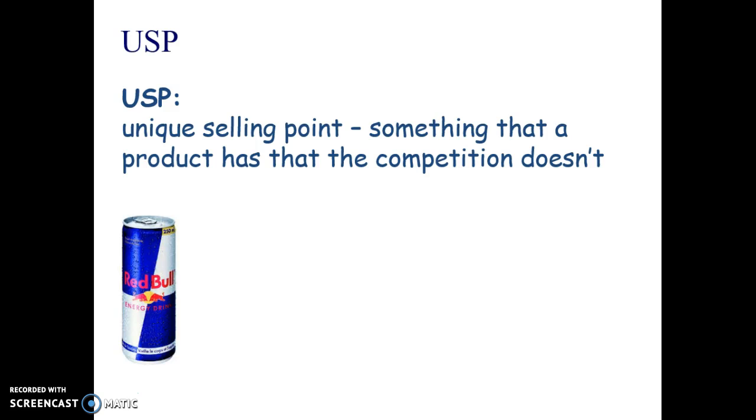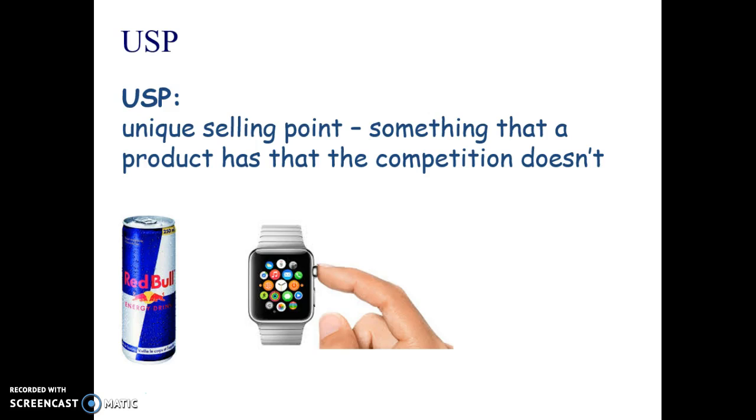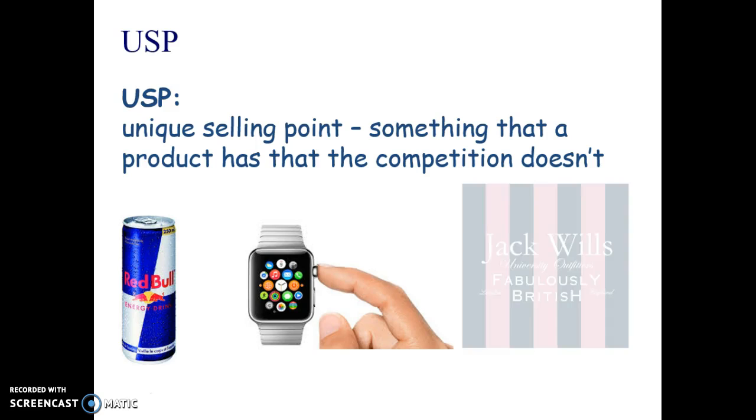So for example, with Red Bull, it's very high in caffeine. Now I know there are some drinks out there on the market, coffee being one of them, that do have high levels of caffeine, but Red Bull has a very high level of caffeine, and when it first came out in the 90s, it was one of the few on the market. The Apple iWatch, obviously, uses a lot of the technology from the iPhone in a watch, and there are competitor products on the market now, but it was one of the first out there, maybe not the first, and obviously using Apple technology as well.